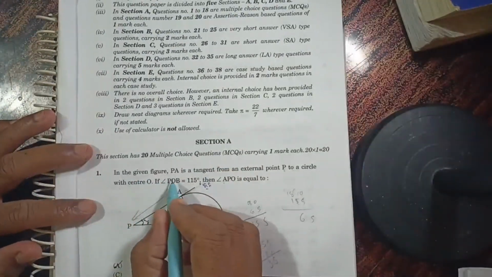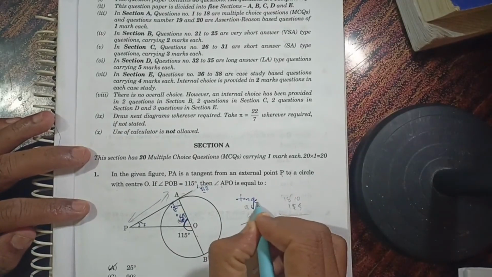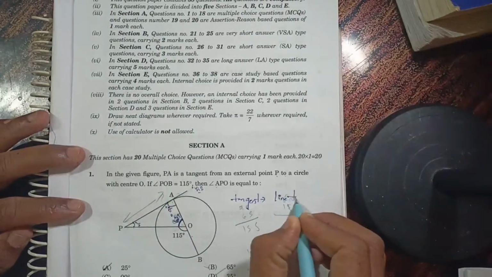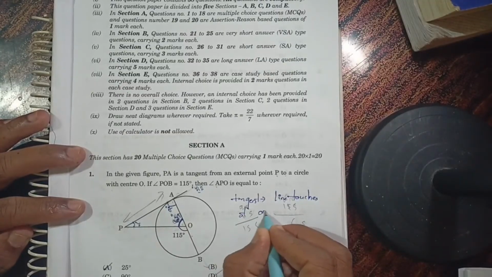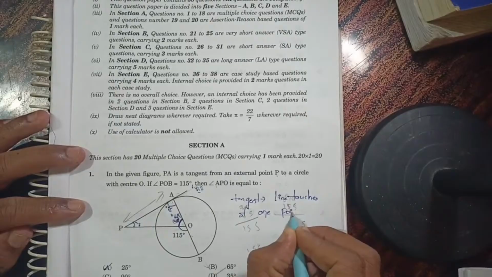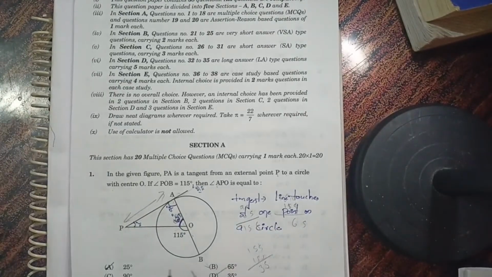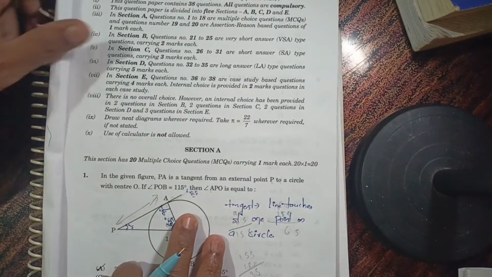And I can see question number 1. In the given figure, PA is a tangent. What is meant by tangent? Tangent is nothing but a line which touches at one point on a circle, that is called a tangent. What is meant by tangent? A line which is touching the circle at one point, that is called a tangent.